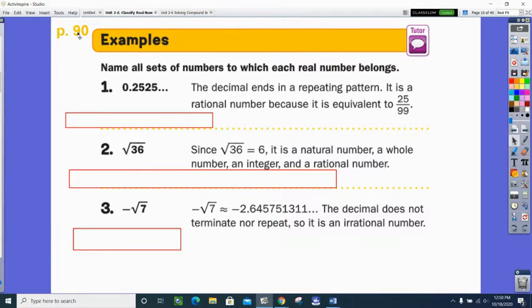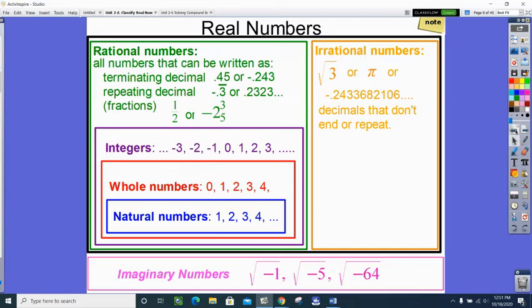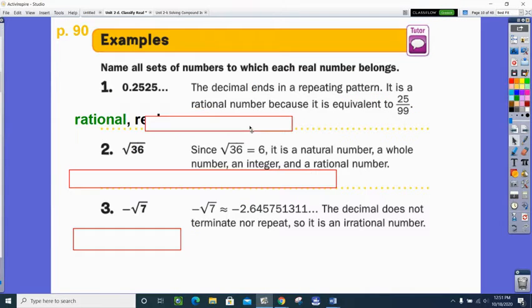So basically in your book on page 90, the first part of today's lesson is, can you just tell what groups these numbers belong to? So name all sets of numbers to which the real number belongs. So 0.25, 25, 25, 25, that is a repeating decimal. So if I go back and look right here, repeating decimals would be a rational number. So he starts in this group, and then he belongs to any group above. So the rational numbers and the real numbers, rational and real.